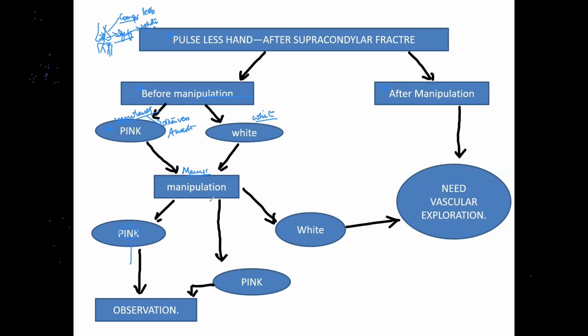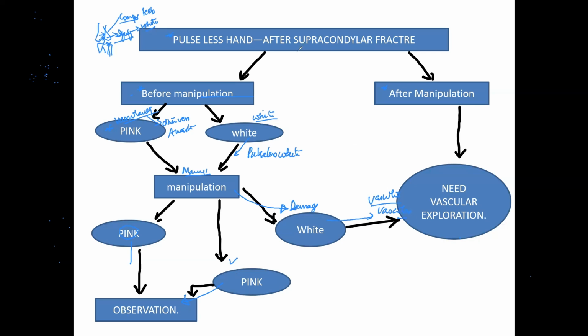If before manipulation the patient had a pulseless white hand, and after manipulation it changed to pink, then you can go for observation and just keep watch. But if it still appears white, then this indicates that there is damage to the vessels. So this patient we need to open and look for the vascularity. So we need the services of a vascular surgeon.